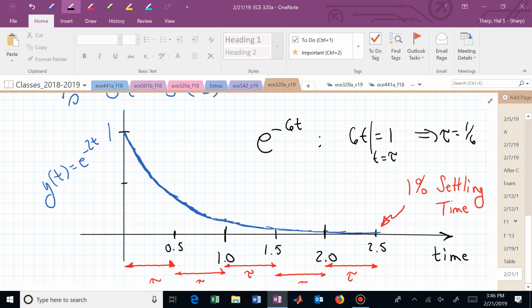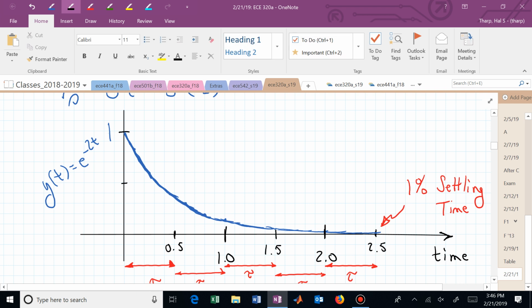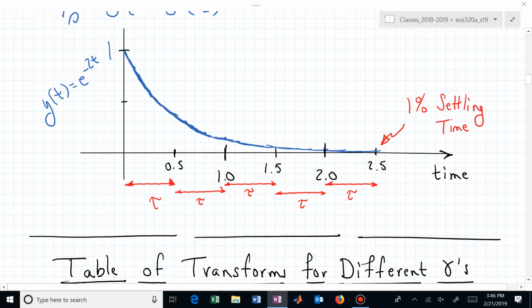Other questions? Actually, I'm going to erase that because somebody will go, where did that come from? If they're looking at the notes, since I can see not everyone is in attendance today. I guess it's too cold for them to come to class. Any questions on settling time and time constant?